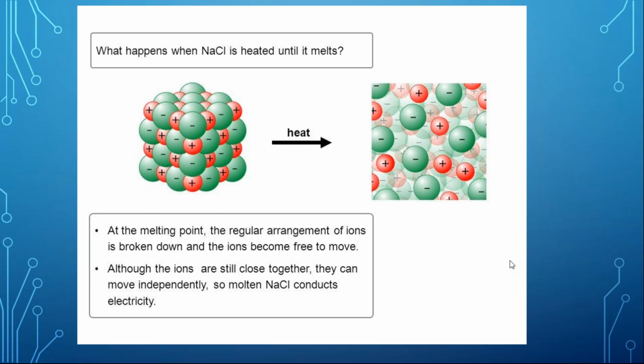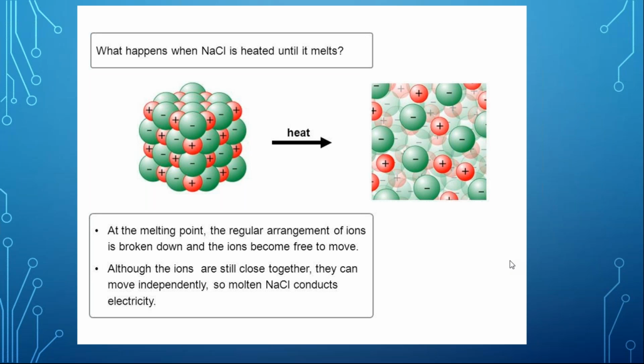It is very high temperature. It is 801, yes, 801 degree Celsius. So imagine how strong the intermolecular force are in the ionic compounds. So at the melting point, the regular arrangement of ions is broken down and the ions become free to move. So although the ions are still close together, they can move independently.